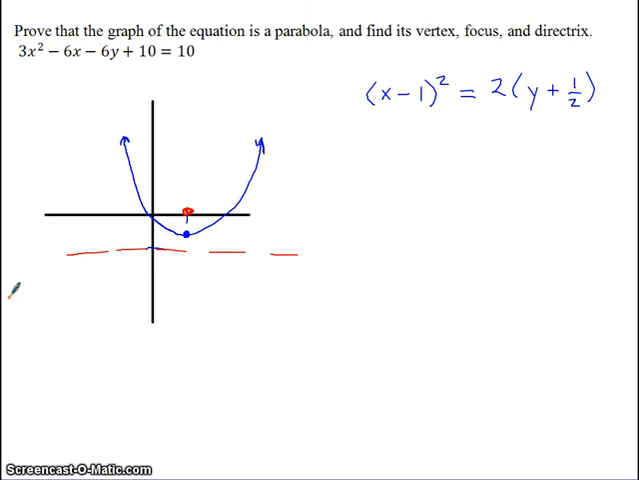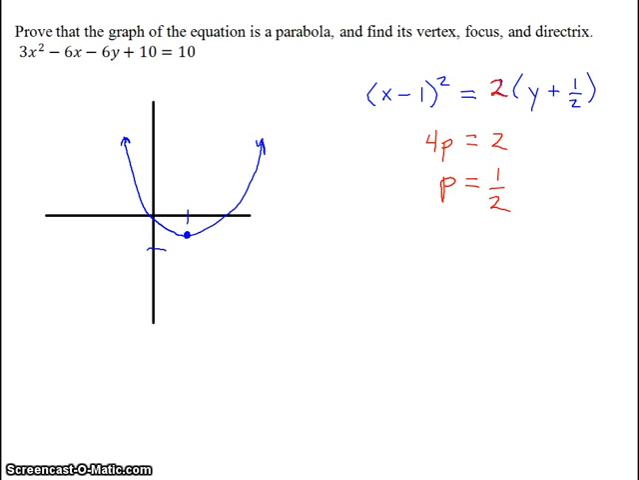Let's go ahead and find the p-value. Okay, so p is equal to 1/2, and that means that I'm going to have to add 1/2 onto the y value of the vertex to come up with the focus, and I'm going to have to subtract 1/2 from the y value of the vertex to come up with the directrix. Okay, so there is our focus point. Let's go ahead and find out what the directrix is equal to now.